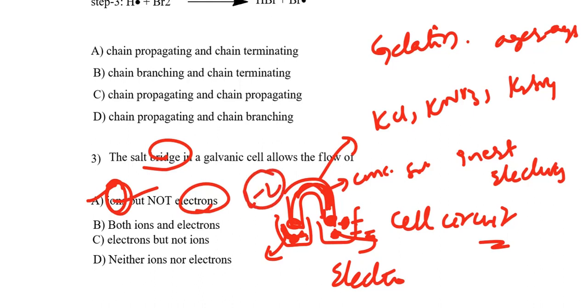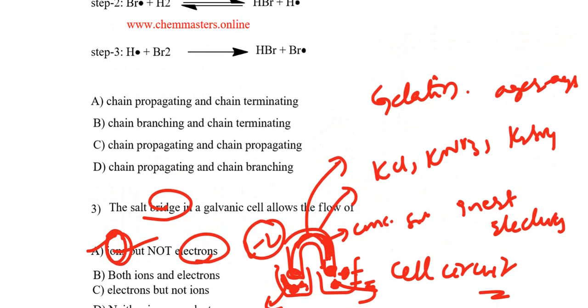And just remember that the salt bridge prevents liquid junction potential. That is the potential difference which arises between two solutions when in contact with each other. So that is the main function of the salt bridge. Okay, just keep that important point in your mind or just note it.